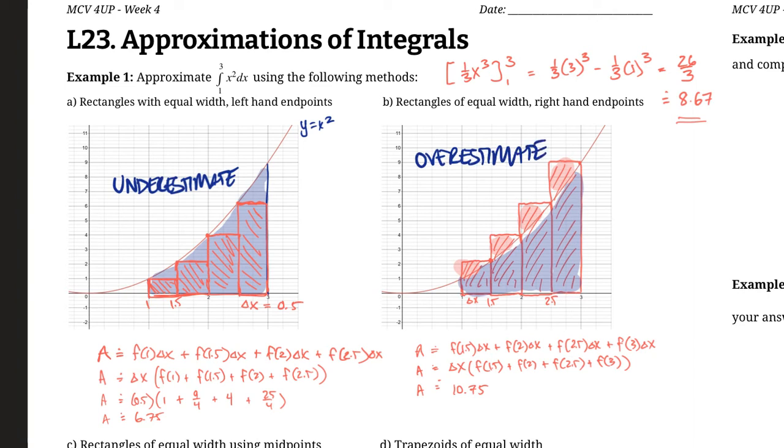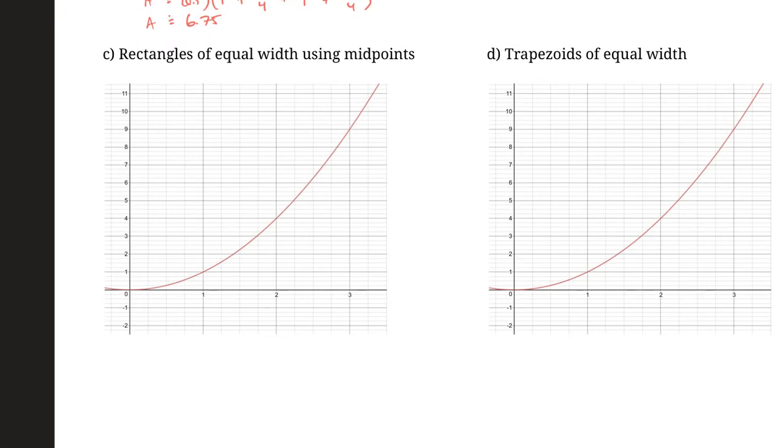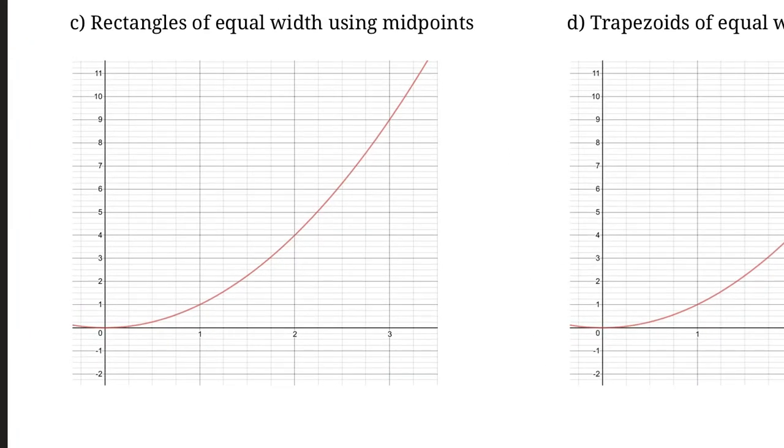So can we come up with one that's going to be better? Well, these 2 are pretty simple, which is why we use them a lot of the time. They're the easiest ones. But we can get a little bit more creative. Instead of picking the left side or the right side for the height of the rectangle, why don't we use the midpoint? So let's do those same 4 rectangles. I'm dividing up my width into 4, same as last time, so my delta x is still 0.5.